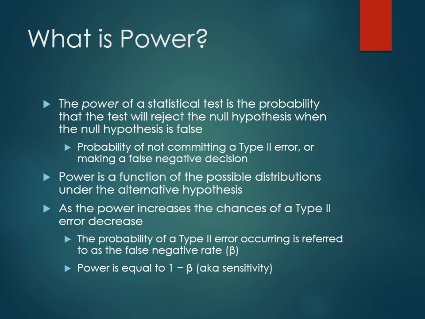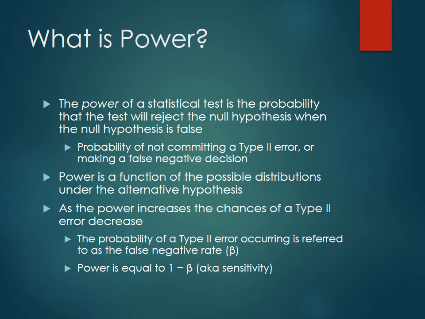so the power of a statistical test is the probability that the test is going to reject the null hypothesis when the null hypothesis is actually false, right? So it's our ability to not make a type 2 error. So we don't want to get false negatives. We want to actually be able to show a difference if we can, and so we need more power to do that. Basically, as the power increases, the chance of a type 2 error is going to decrease.